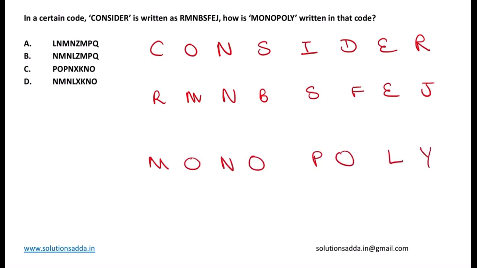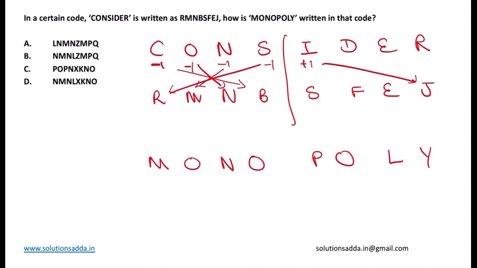L, Y. While observing, we divide consider into 2 parts and observe that C minus 1 gives us B, O minus 1 gives us N, N minus 1 gives us M, and S minus 1 gives us R. Similarly, I plus 1 gives us J, D plus 1 gives us E, E plus 1 gives us F, and R plus 1 gives us S.